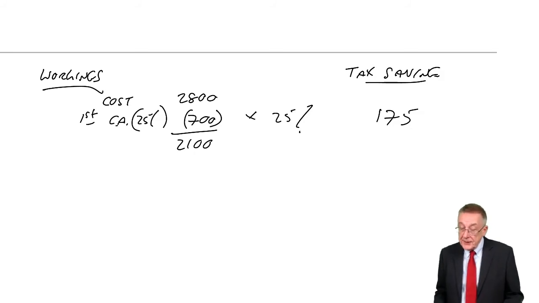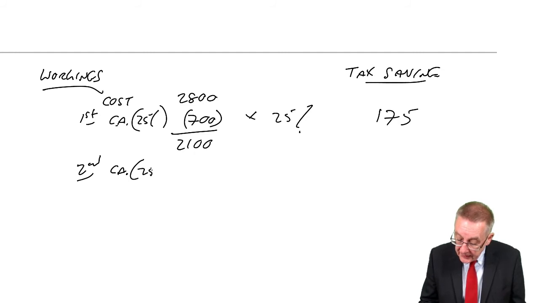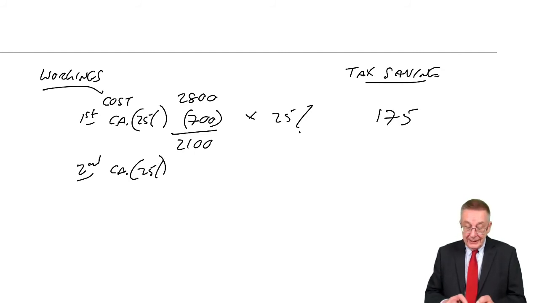Let's finish off the allowances. Second year, 25% of 2,100.